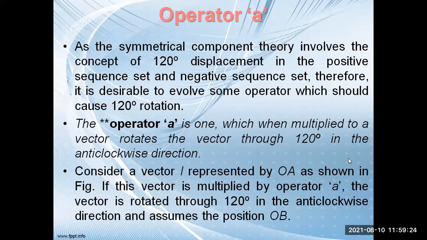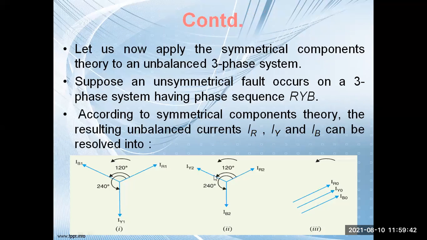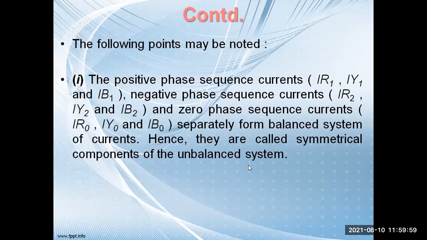As the symmetrical component theory involves the concept of 120-degree phase displacement in the positive sequence set and negative sequence set, it is desirable to evolve some operator which causes a 120-degree rotation. From IR2 to IY2 there is a 120-degree phase displacement. From IY2 to IB2 there is a 120-degree phase displacement. But how to do that?